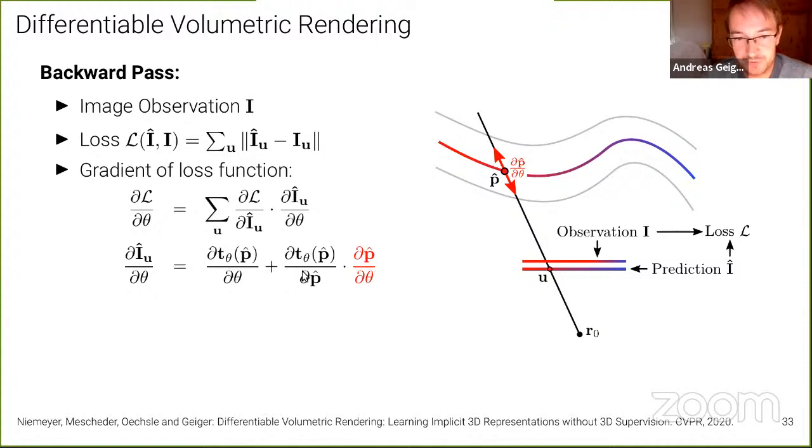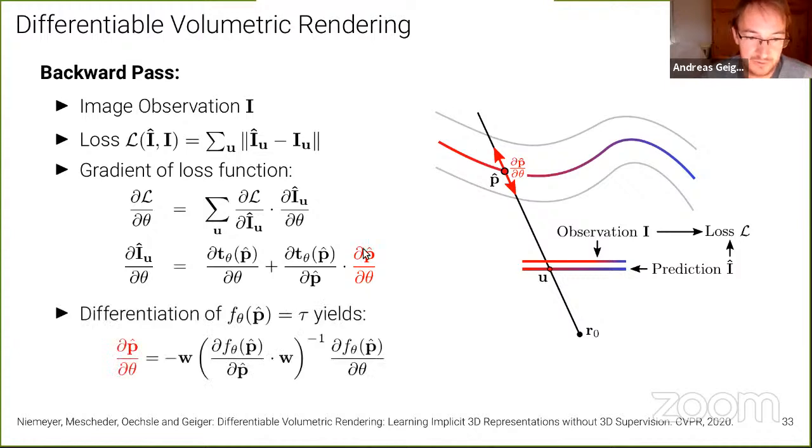Now, these two terms are easy. It's just the derivatives of the texture field, which we can compute using backpropagation. But what about this derivative? The partial derivative of the optimal 3D surface location, so the intersection of this ray with the surface defined by the occupancy network, given the current parameters theta, with respect to the parameters theta themselves.